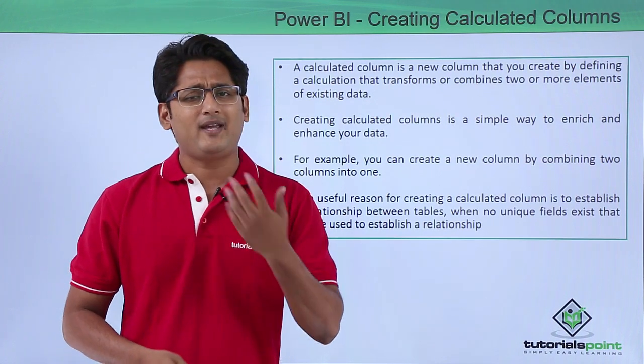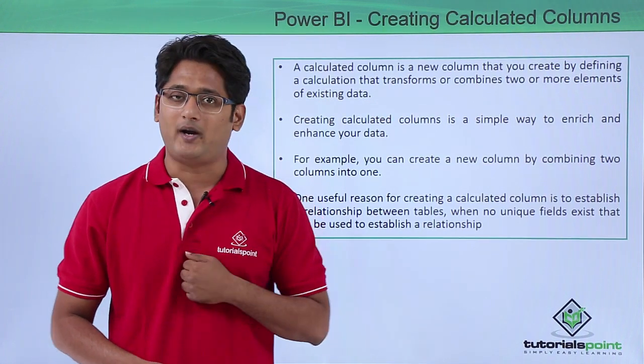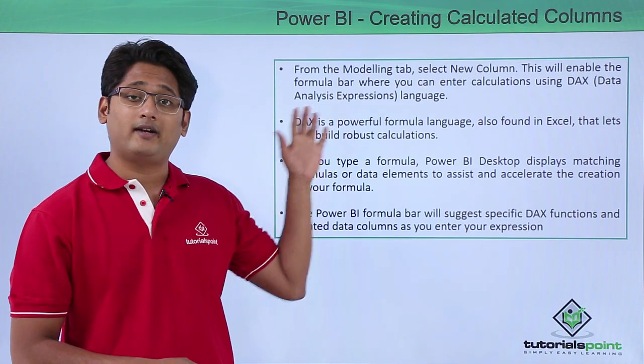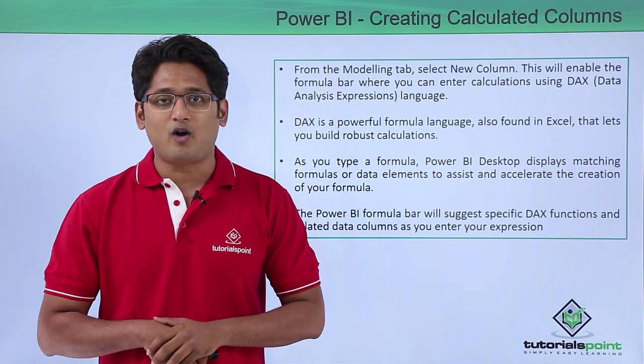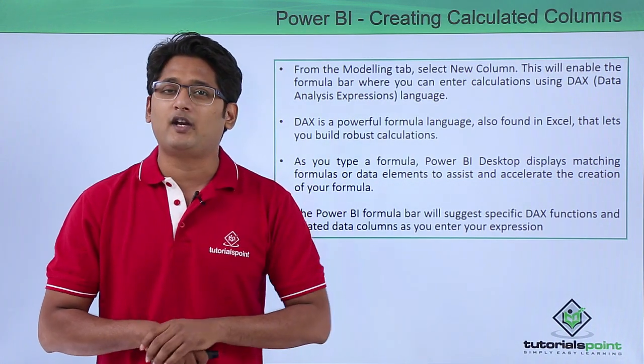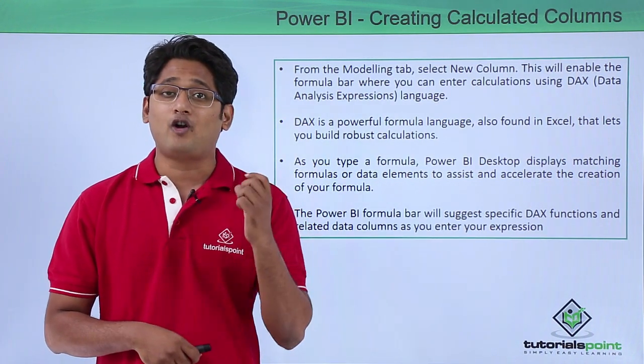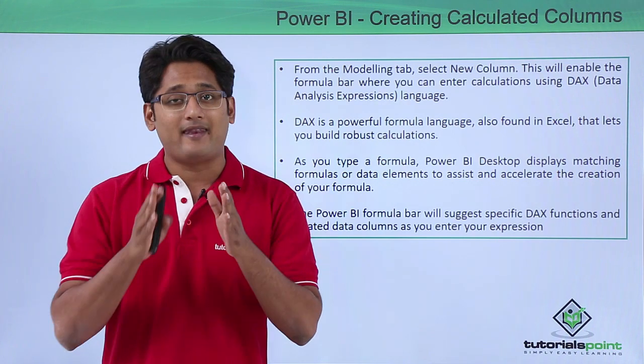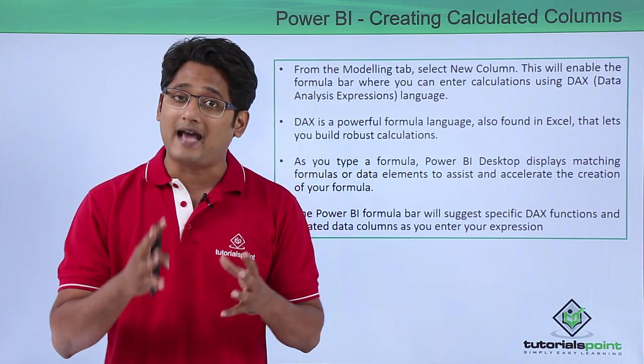Alright, so how do we create this calculated column? It's quite easy. We have to go under the modeling tab, and under the modeling tab you will find a button which says new column. The moment you click on this new column button, a formula bar will get activated, and there you have to type the DAX expression.